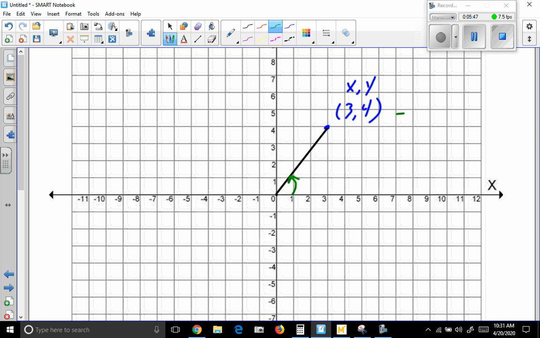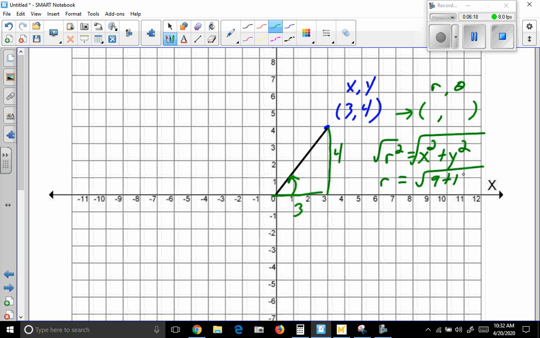We need a radius and we need a direction. So the radius basically comes from the Pythagorean theorem. If we know the x and the y coordinates, then we can get the hypotenuse. So the hypotenuse squared is the x coordinate squared plus the y coordinate squared, or the radius is the square root of that. So the radius is the square root of 3 squared plus 4 squared. So the radius is the square root of 25, or 5.